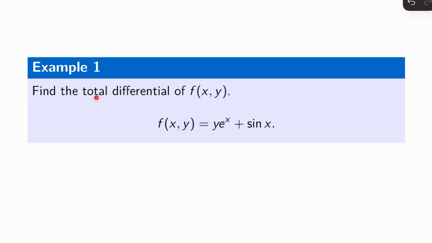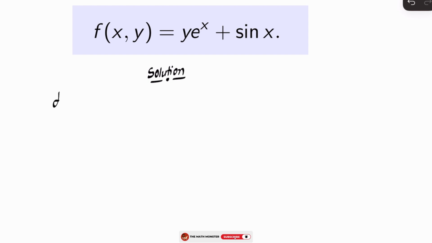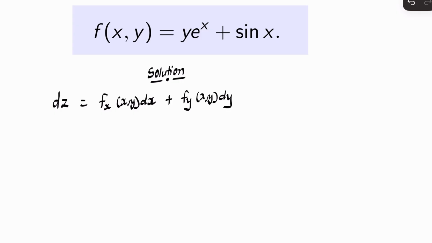Example 1. Find the total differential of f of x, y, where f of x, y is defined to be y multiplying e to the x, plus sine of x. Solution. The total differential dz is given by partial of f with respect to x multiplying dx, plus the partial of f with respect to y multiplying dy. And so we must first compute partial of f with respect to x and partial of f with respect to y.